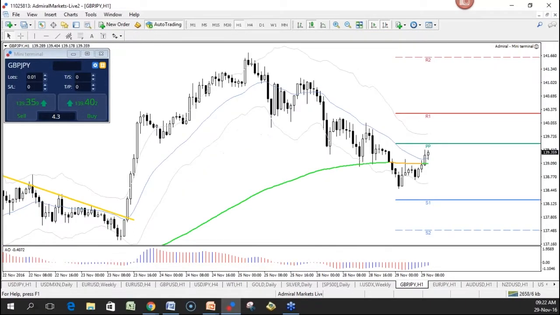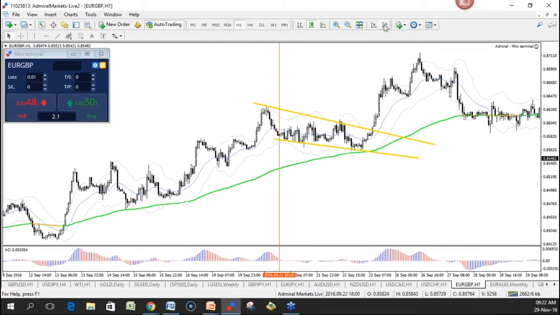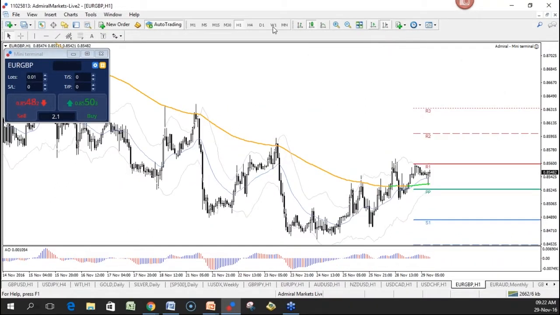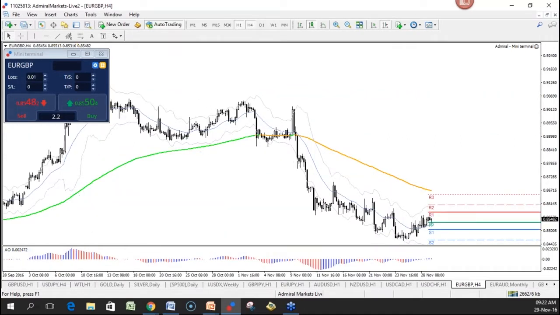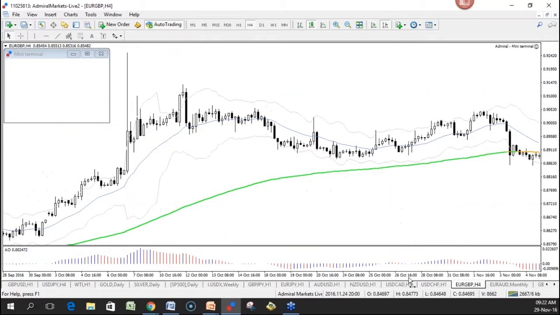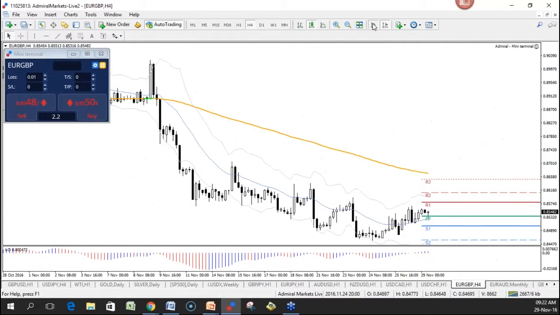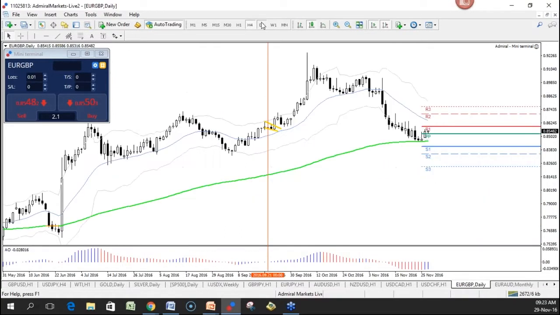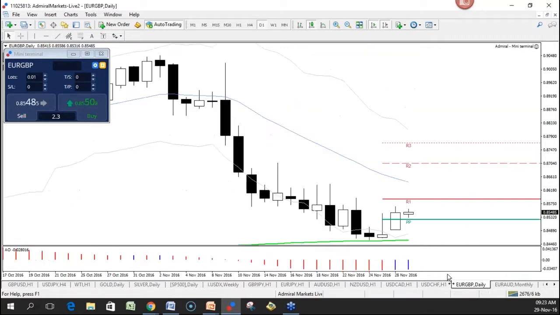Pound yen, same thing. Let's take a look at the euro pound, which could be better. Well, perhaps the euro yen. Bullish candle yesterday on the euro pound. Downtrend, yes, but downtrend is facing some bullish opposition. So probably euro yen, I would say.